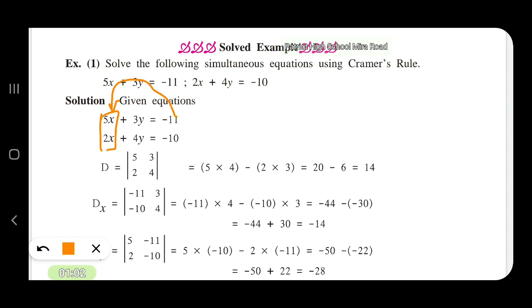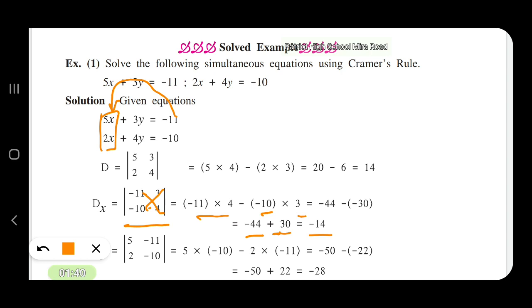So we will bring this. So it will be this determinant: minus 11, 3, minus 10, 4. Solving it, cross multiplying, 11 4s are 44, and this is minus 10 multiplied by 3, cross multiplying, we get minus 30, and outside the bracket we have minus. The product of two negative quantities will be positive, so we get plus 30. Minus 44 plus 30 is minus 14.